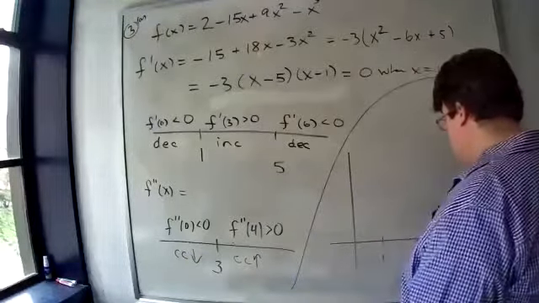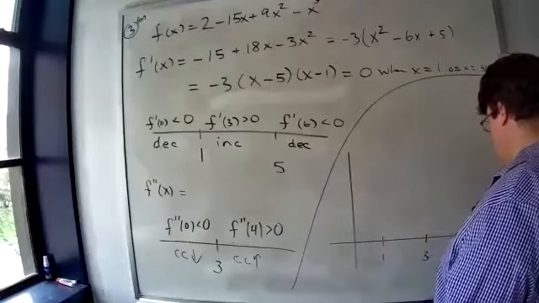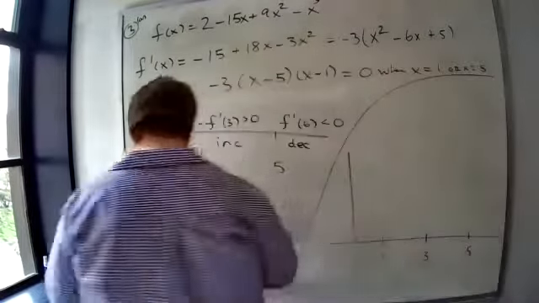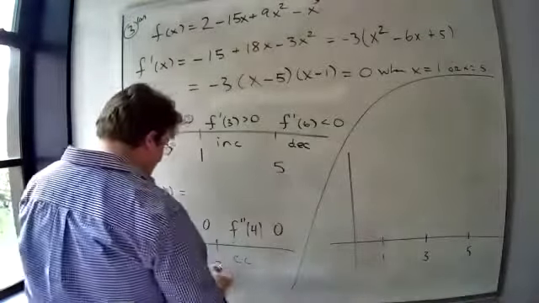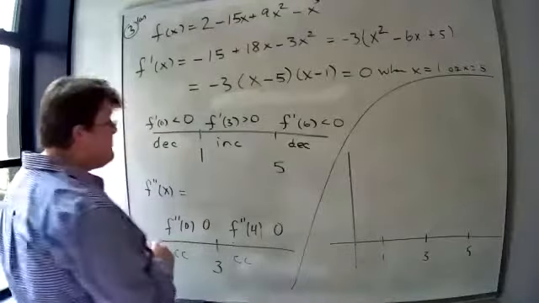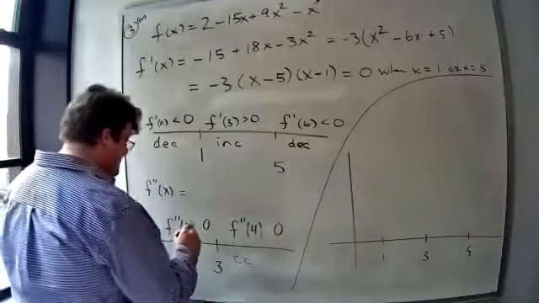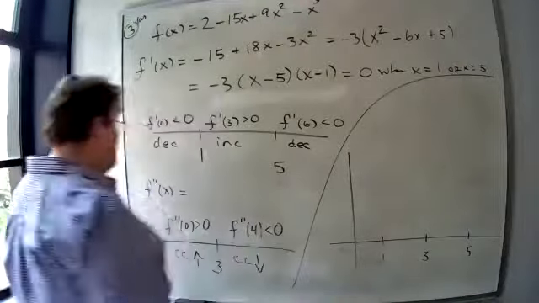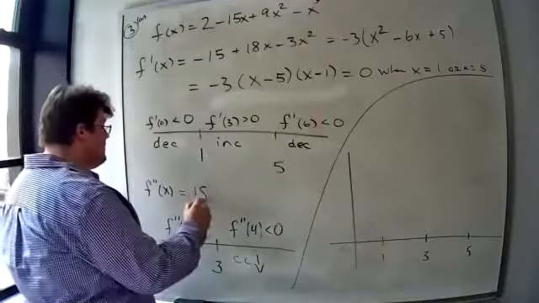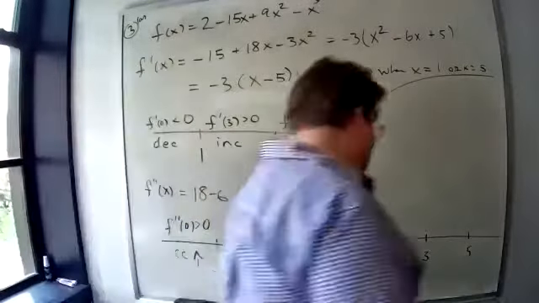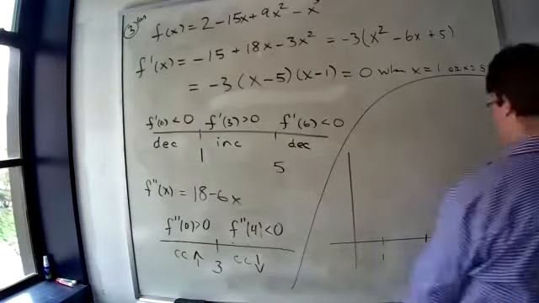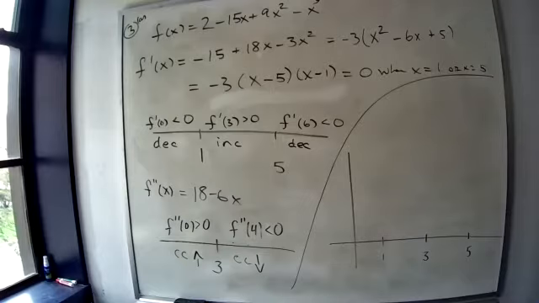Excuse me, I thought you said f prime of 0 was greater than 0. Or am I... No, you're right. Okay, thank you. That would have been, yes. Thank you for noticing that. It was 18 minus 6x. Thank you, you saved me from making a mistake here, and then having to find a mistake.